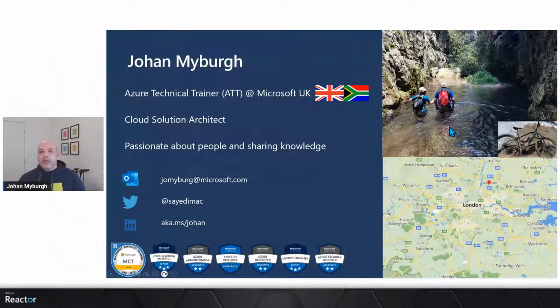Now, if you missed our first session, I'm going to do a brief introduction here. So my name is Johan Meiberg. I'm a Microsoft technical trainer with Microsoft here in the UK. I only arrived in the UK from South Africa last year, January. In my previous role at Microsoft, I was a cloud solution architect, my first role at Microsoft. And then I found this role, which I think is much better suited to my personality and what I really want to be doing. So you'll notice here that I'm quite passionate about sharing knowledge, probably more passionate about people than computers for that matter. I've included my email address, my Twitter handle, and my LinkedIn profile if you want to connect.